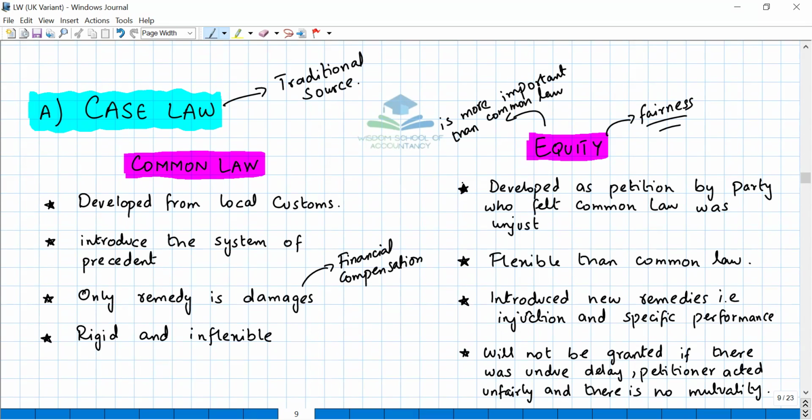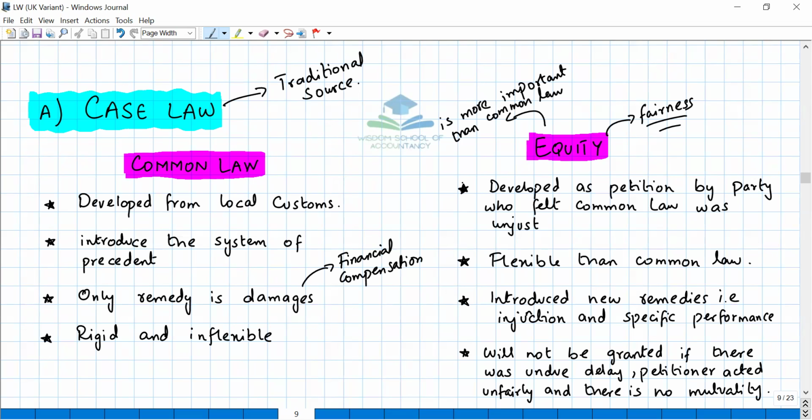Case law is the traditional source of the law, and it is subdivided into two things: common law and equity. Now, what is common law? In the UK, around 1000 years ago, following the Norman conquest, a group of people known as the Normans conquered the UK, and after their conquest the law of the UK was known as common law.